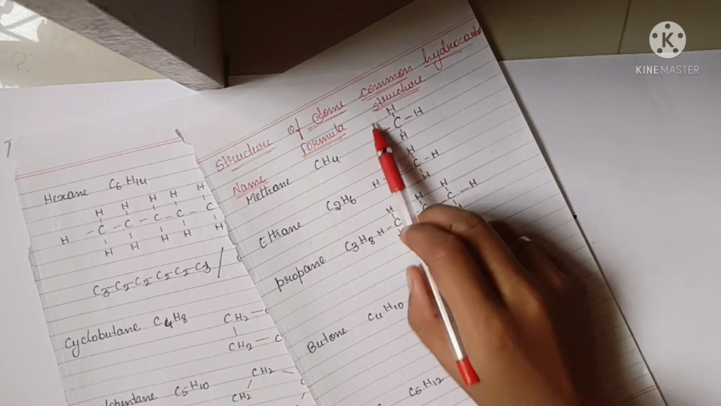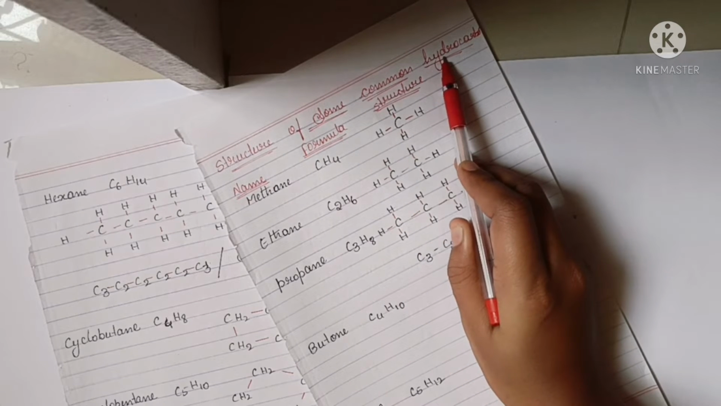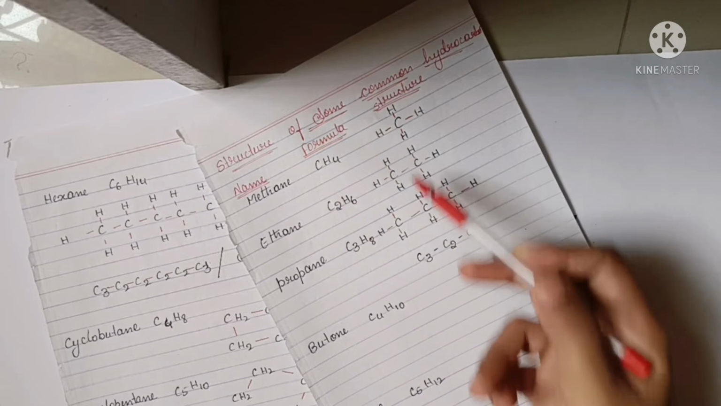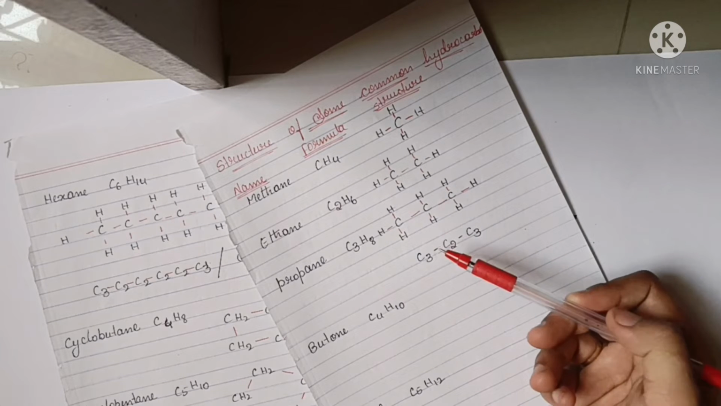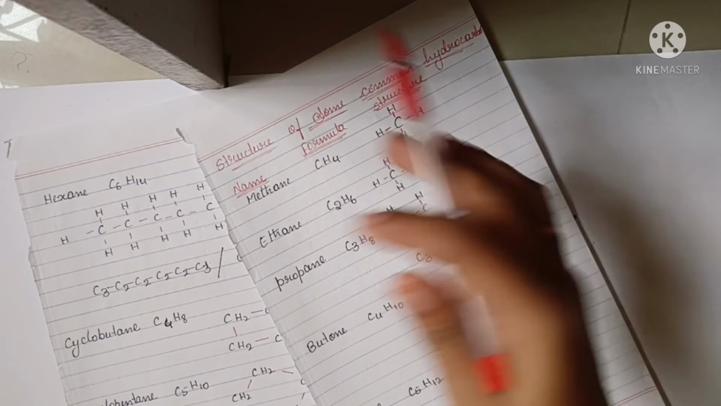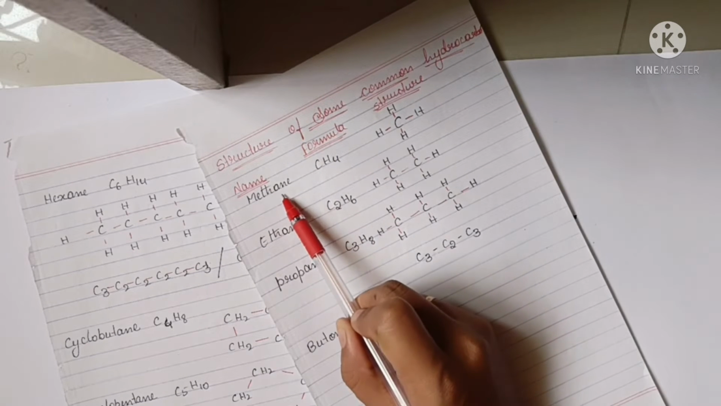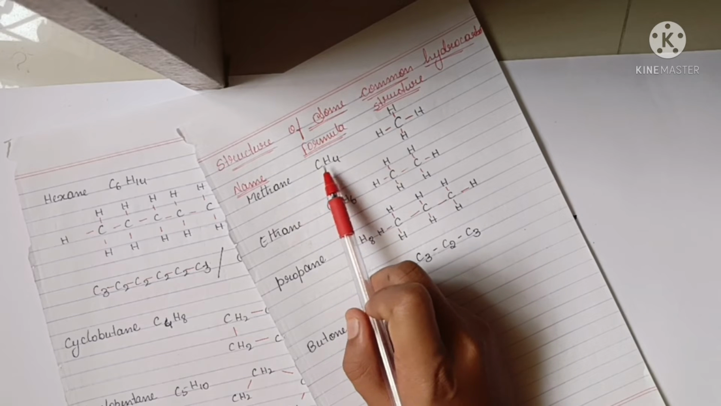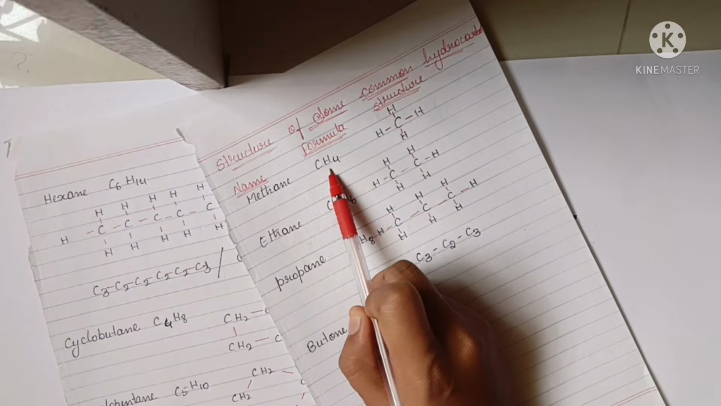Structure of some common hydrocarbons, some names, some formulas, some structures I wrote here. So how to write this and how to name this, everything we are going to discuss. See, methane. Methane in the sense CH4. How are we going to consider CH4 as methane? In the sense C1.